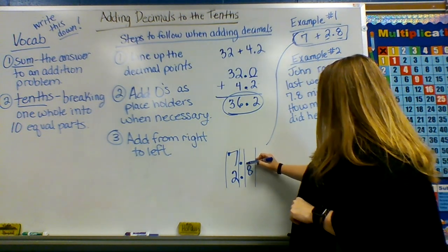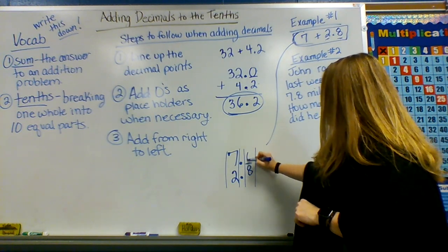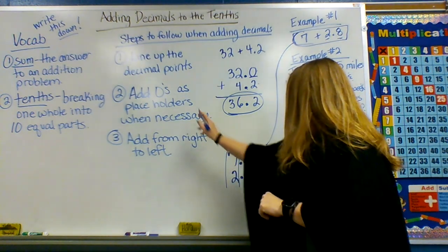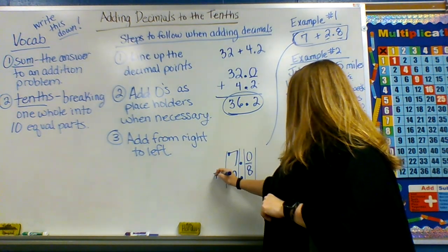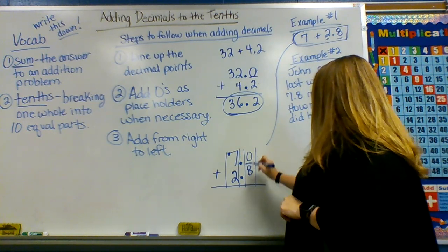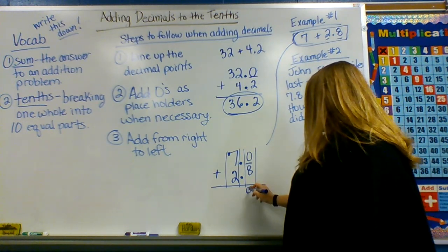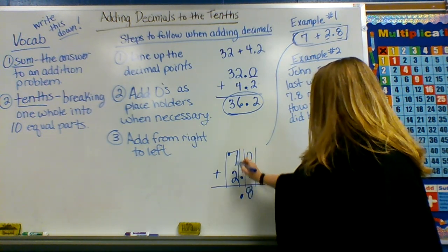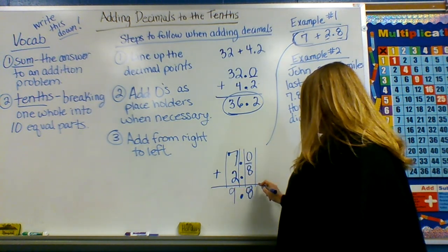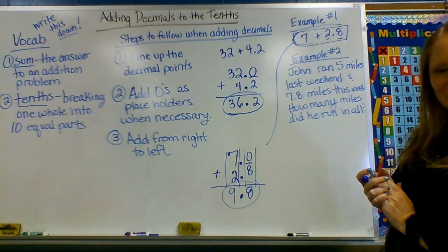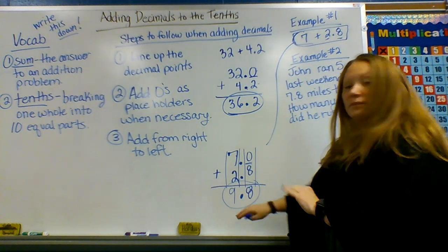But I'm missing something here. What can I put here? You're right, it is a 0. So now we added our placeholders. That was step 2. Now let's do step 3. Add from right to left. 0 plus 8, that is 8. Decimal, we put our decimal here. 7 plus 2, that is 9. 9 8/10. Good job. Make sure that's written down.